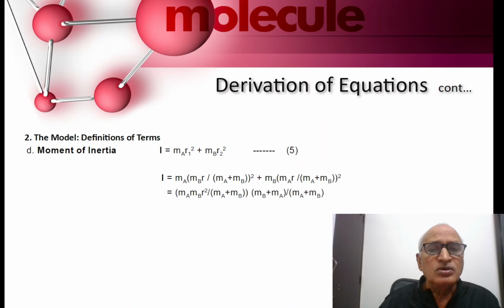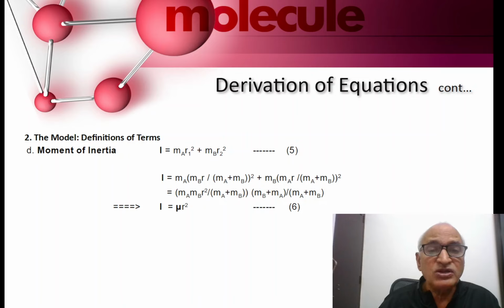Now we will simply replace R1 square and R2 square as we derived their values earlier. So finally we find the expression I equal to mu R square, where I is moment of inertia, mu is reduced mass, and R is bond distance.